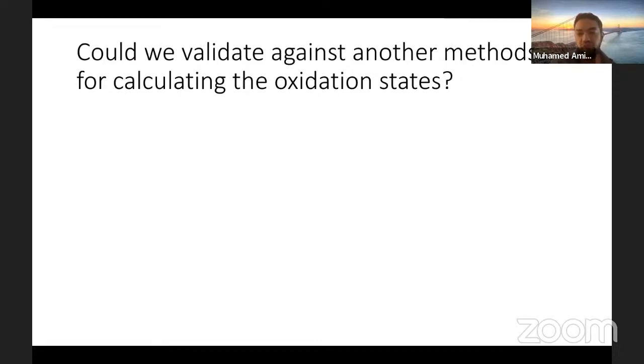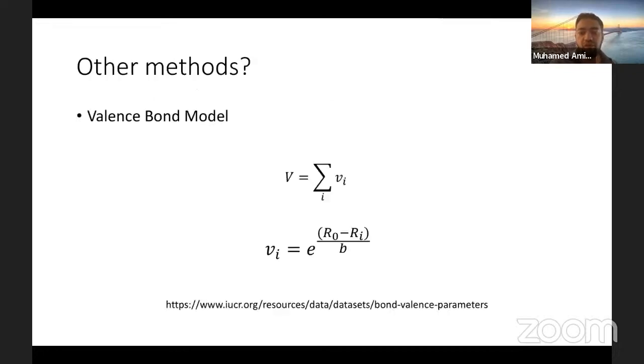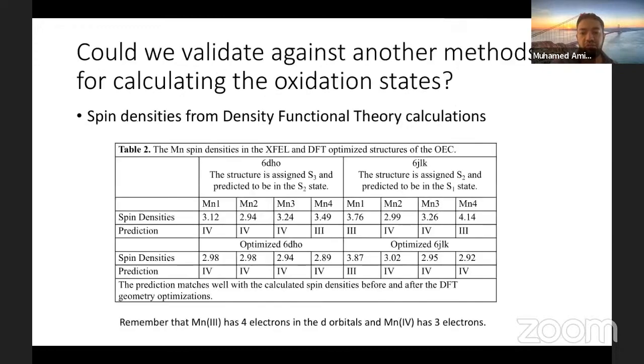If people are arguing that small compounds are not a good model, then we have to prove somehow that they are a good model. The other method we used is the valence bond method. It's just an empirical method for calculating oxidation states, based on the metal-ligand distances and on some empirical parameters already fitted in a database previously. When we did this, we saw good agreement between the machine learning prediction and the valence bond calculations, as you see here.